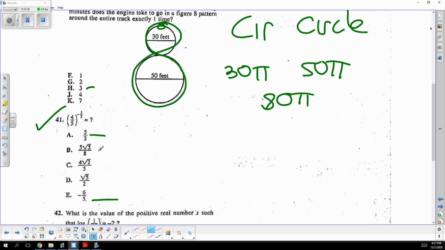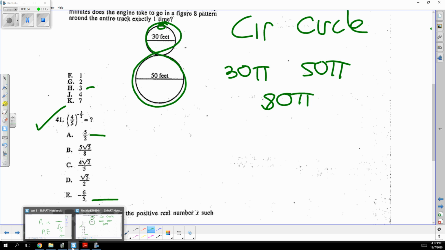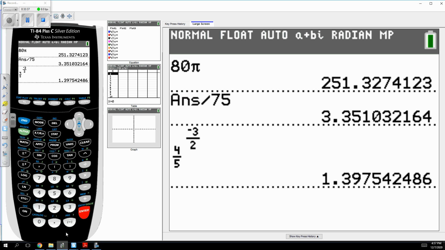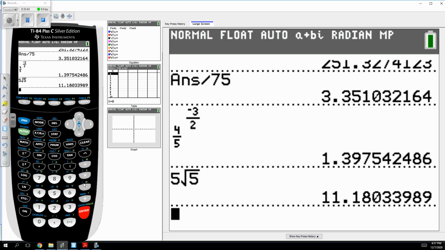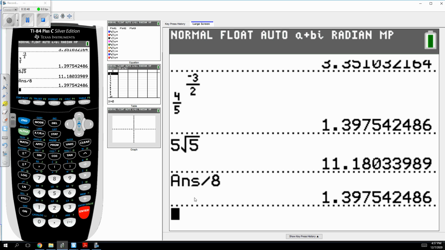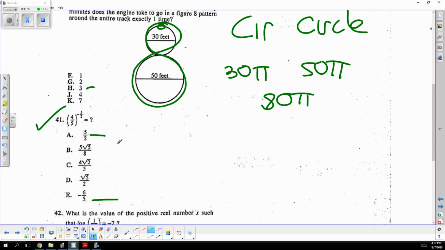All right, so which one do you want to try first? You want to try 5 root 5 over 8 first? Okay, so I'll just go 5 square root of 5 and divide it by 8. Yay, I got lucky. Notice I didn't put it as a fraction. I just typed 5 root 5 and divided it by 8. So 41 is B. Love it, huh? Do calculator and match it up.